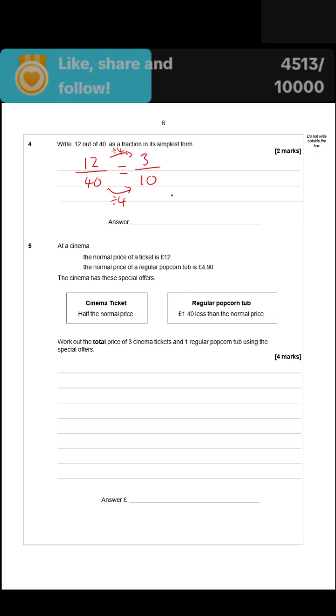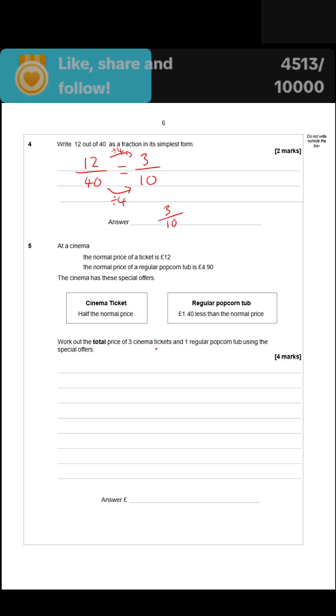Now you might not have done that, you might have divided them by 2 first. Now if you did divide them by 2, you would have got 6 over 20, which I can see in the comment section again. Once you've got the 6 over 20, divide that by 2, and that gives you the 3 over 10. Again, it wants it in its simplest form, so we keep going until we can't divide anymore.